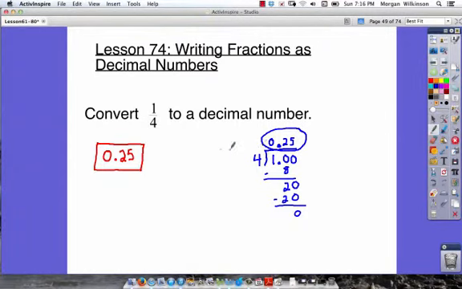In order to convert to a decimal number, you might know it in your head, then write it down, or you can divide numerator divided by denominator to find your answer as a decimal number. Let's look at our next example.